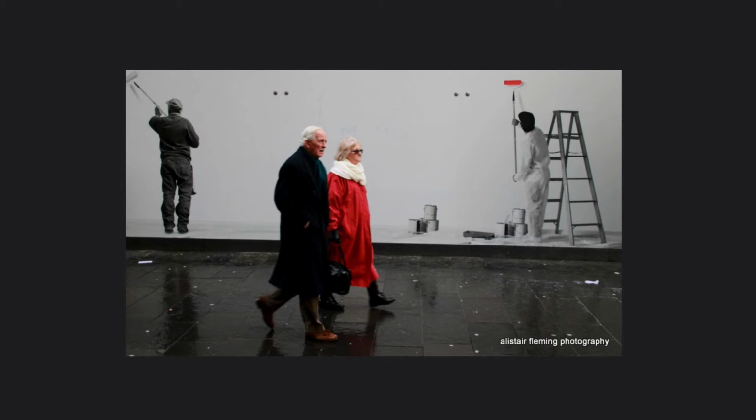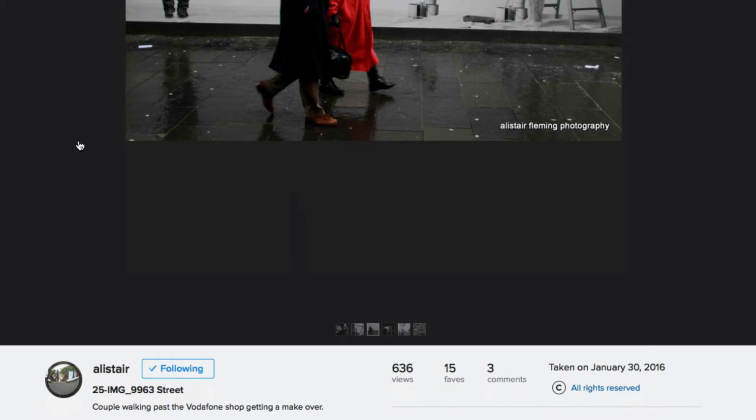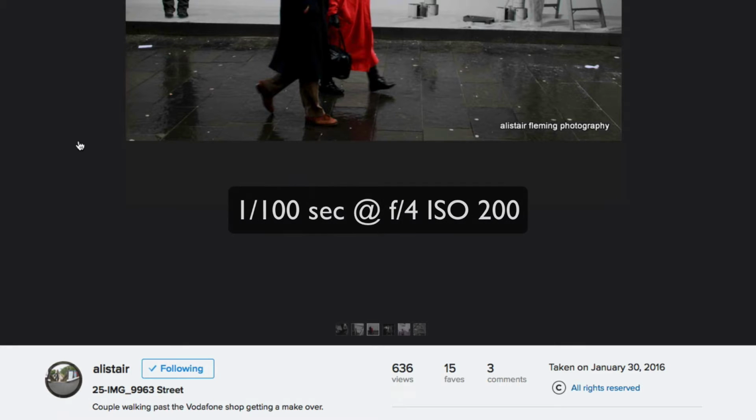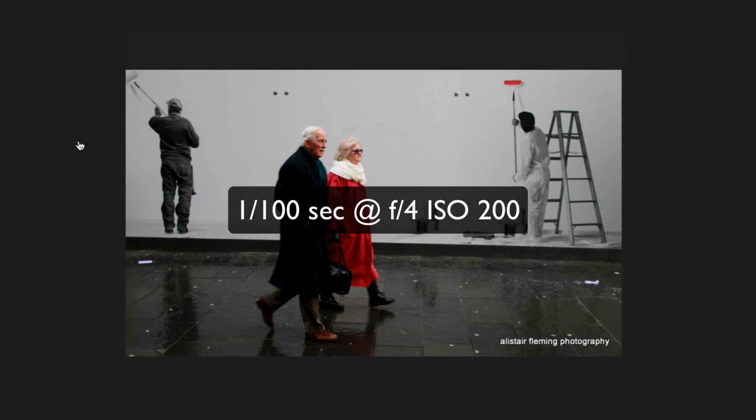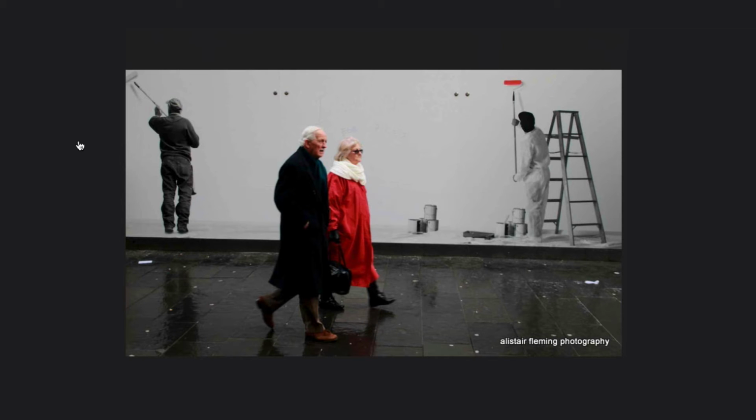Now here's an example. It was shot by Alistair. He did this with a Canon EOS 760D, shot at 1/100th of a second at f4 at ISO 200. Now we have what looks to be a construction site, and they put up these walls, for lack of a better word, that separate the street and the construction site. And in this case, it looks like they had some photographs of painters painting on the walls to sort of indicate that something's in progress.